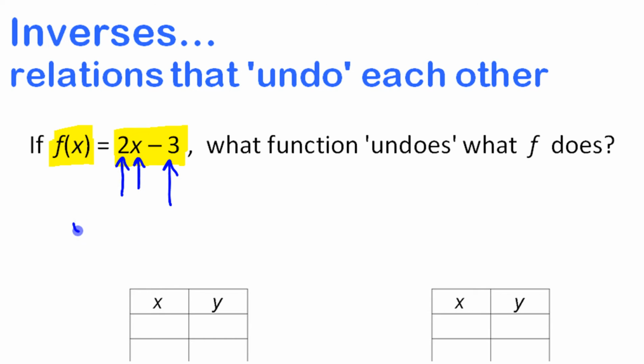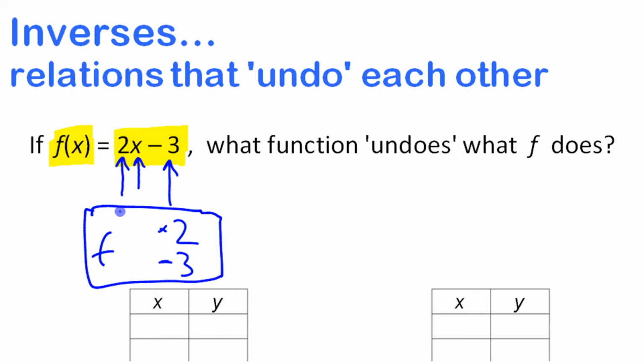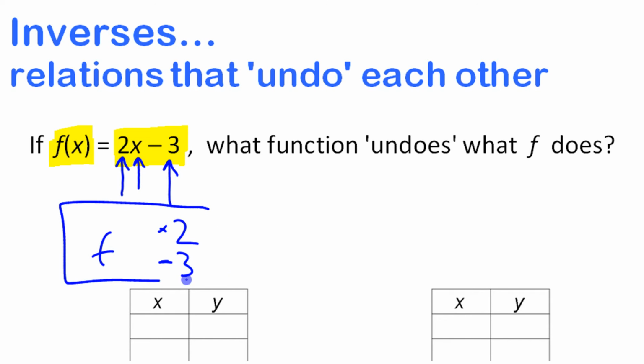So you take your value, you times it by 2, and then you subtract 3. That's what this function does. That's what f does. I'm going to write it like this, f, that's a pretty terrible looking box. Let's try again. Not much better, but f is this function that says take whatever number you give me, multiply by 2, subtract 3.